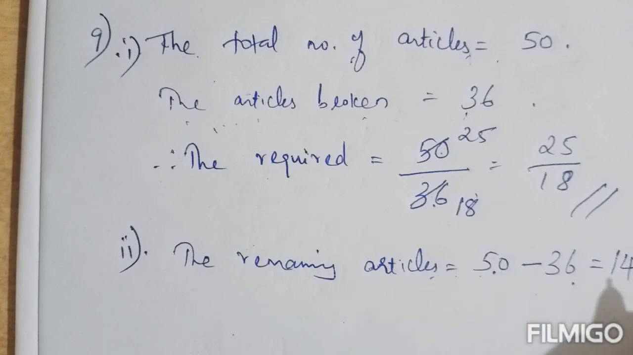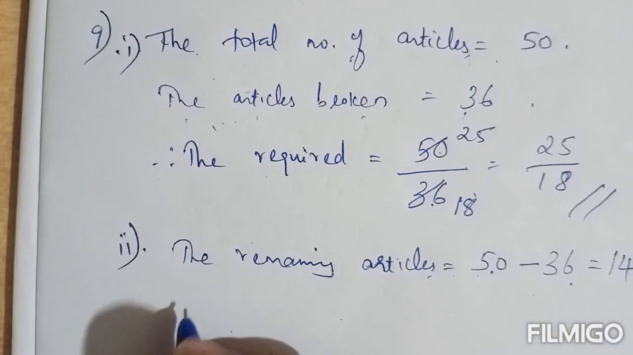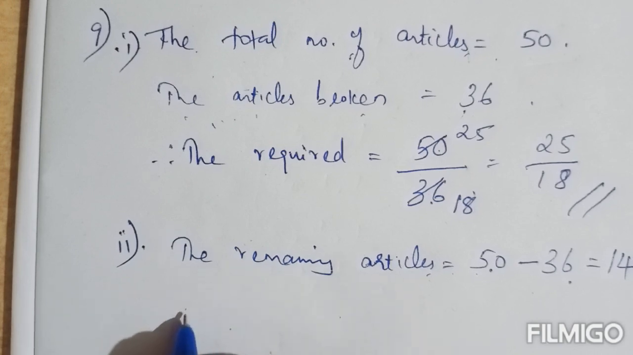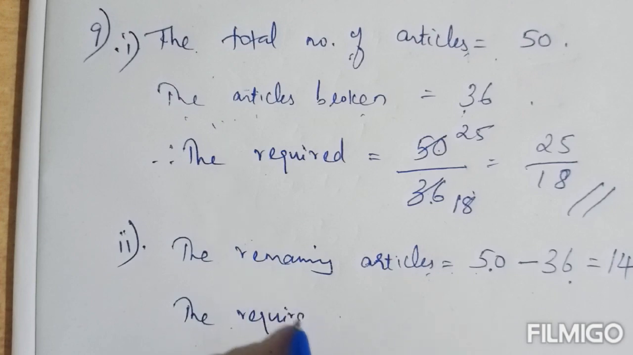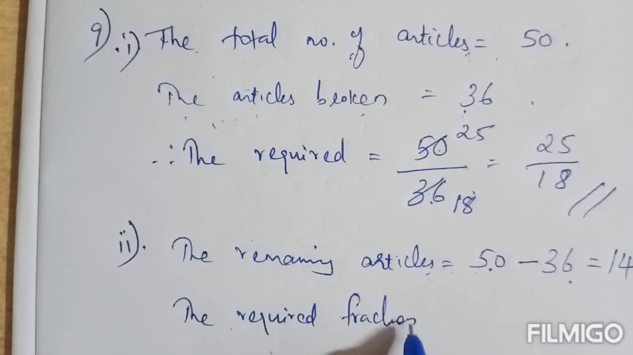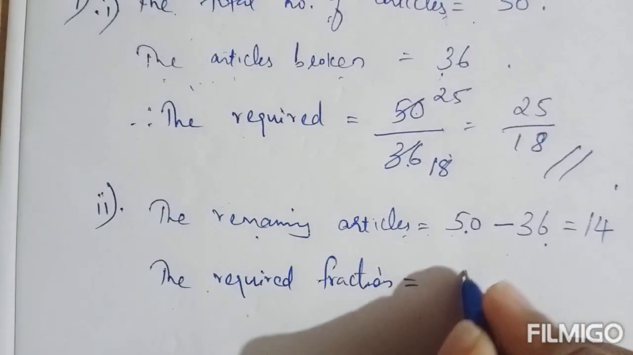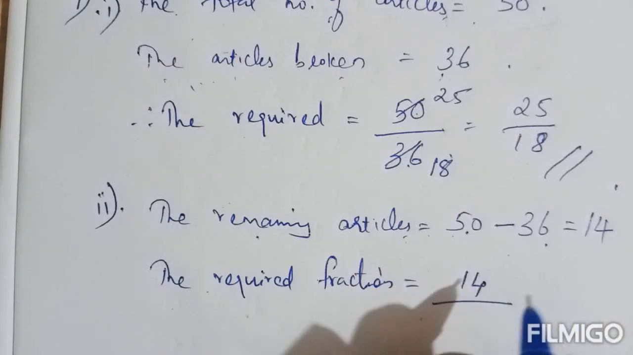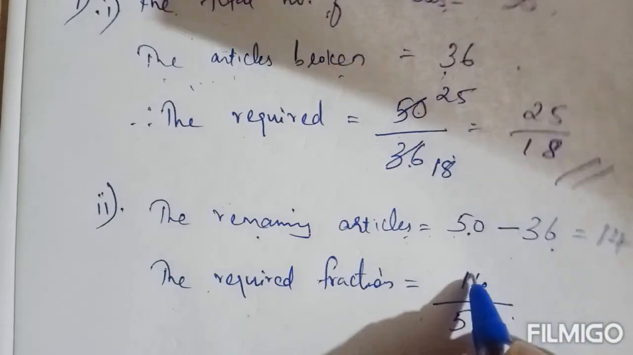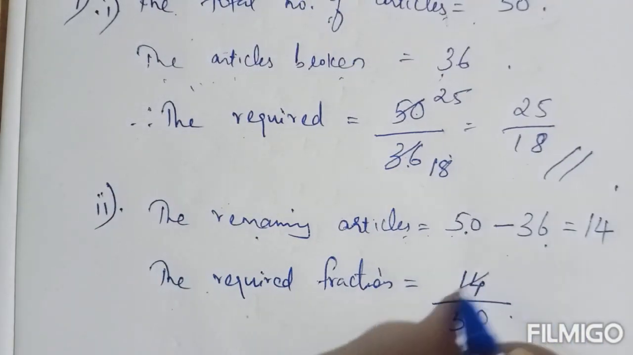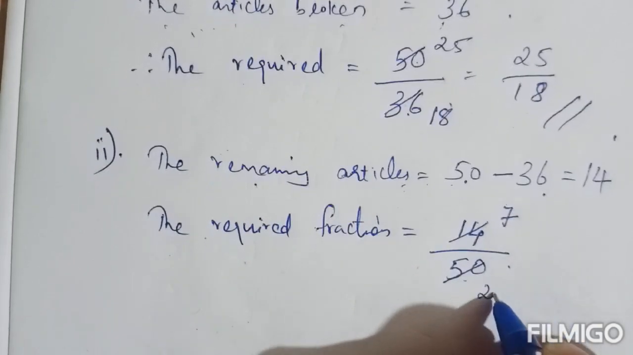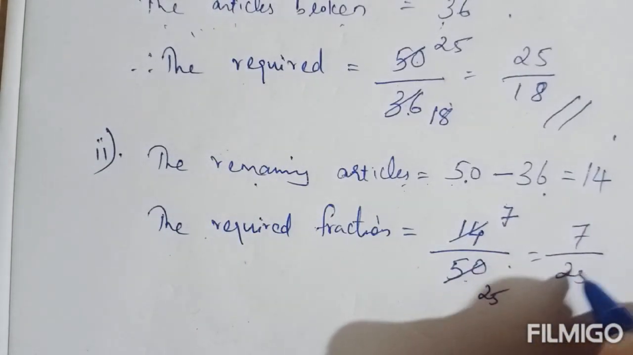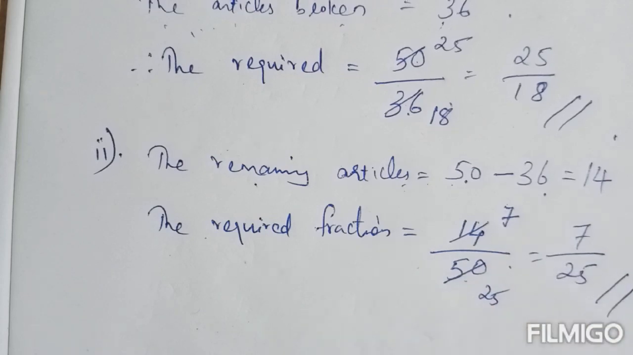14. Okay. Now you have to find the remaining articles and the total number of articles, their fraction. Therefore, what will be the required fraction? Required fraction equal to remaining articles, it is 14 by total number of articles, it is 50. So 14 by 50. You can reduce this. Both will go in 2. 14 divided by 2, 7. 50 divided by 2, 25. So the required fraction, it will be 7 by 25. Okay.